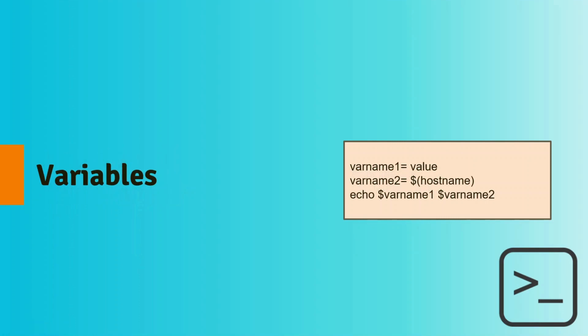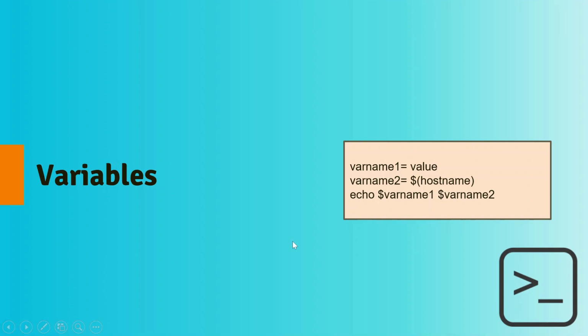Let us talk about variables now. So here you can see we have variable equal to value. In shell scripting, you won't have to mention the data type of the variable. You can also assign the output of a command to a variable. And here we are printing the value of variable 1 and variable 2. To print the value of a variable, you'll have to add a $ sign in front of the variable name.